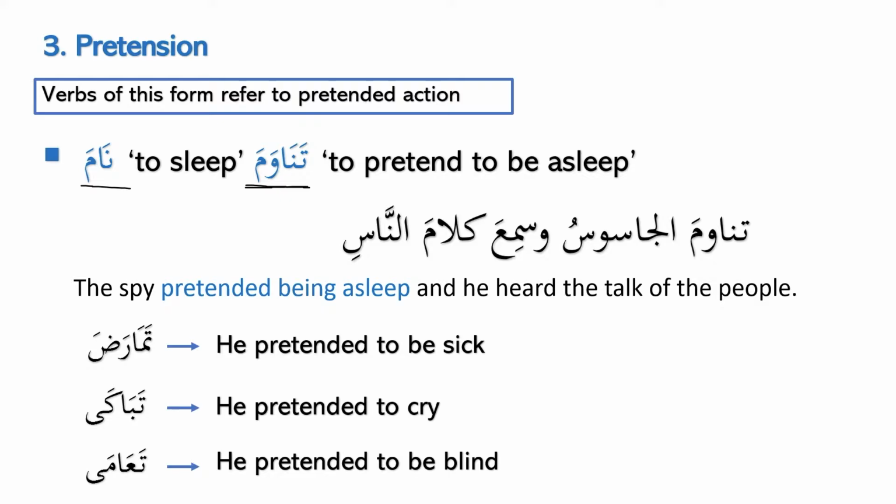So number 1 is the group action. Number 2 is reflexive glorification, which is only restricted to Allah subhanahu wa ta'ala. And number 3 is to pretend, or pretension. The first one is the most common. The second one is used a lot in the Quran. And the first one, the group participation, is the most common.